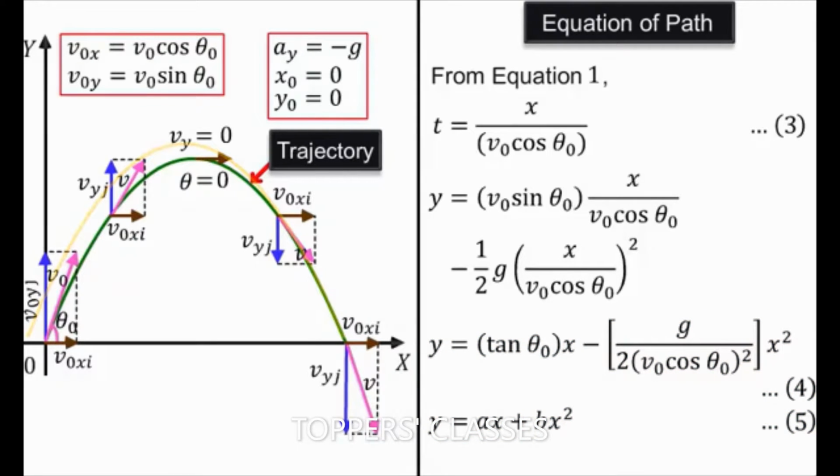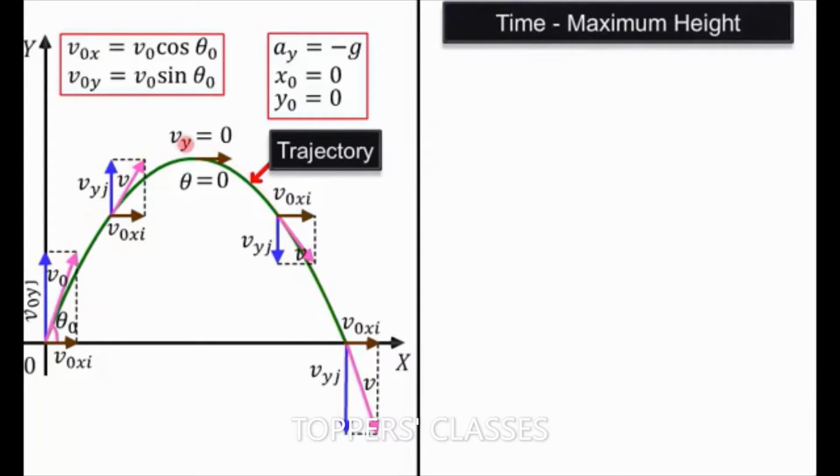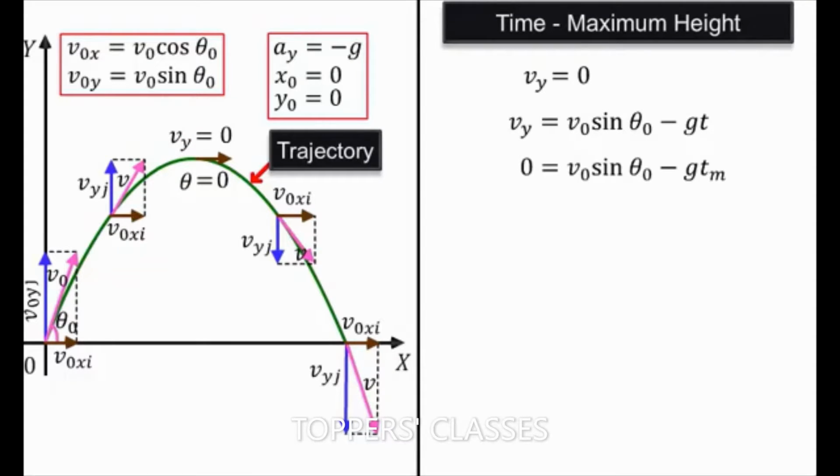Let's now find the time taken for the projectile to attain maximum height. At the top point, momentarily, Vy is equal to 0. Substituting Vy is equal to 0 in the equation, we get the expression as shown here. Tm is the time taken to attain maximum height. Therefore, we can write Tm is equal to V0 sine theta 0 by g. Let this be equation 6.